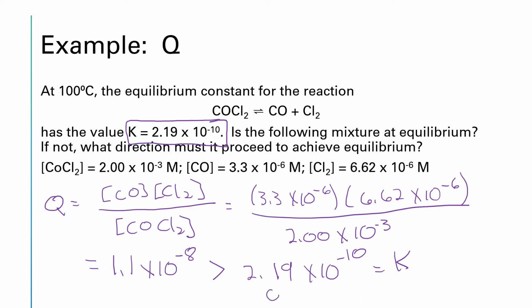So we have Q, whoops, I'm running out of room here. I'm going to move up to the top for this. We have that the value for Q is bigger than the value of K. So in that Q expression, that means that we have too many products. So in order to achieve equilibrium, this reaction is going to have to go in the reverse direction, convert some of those products into reactants until Q becomes smaller and equal to K.